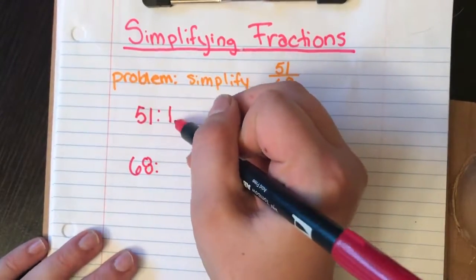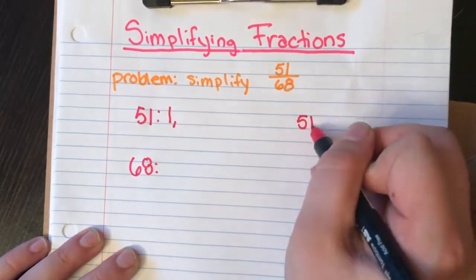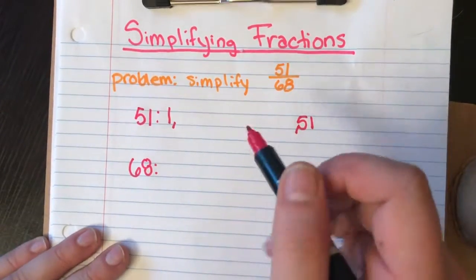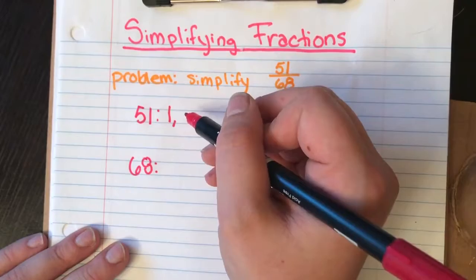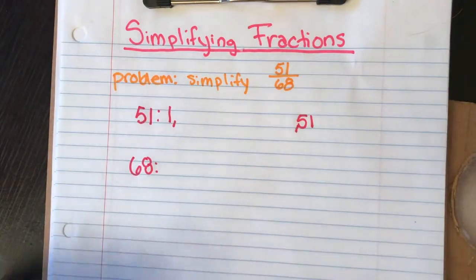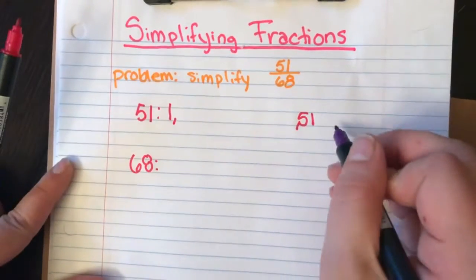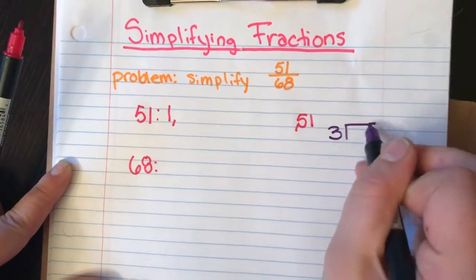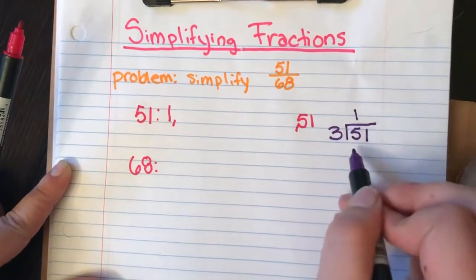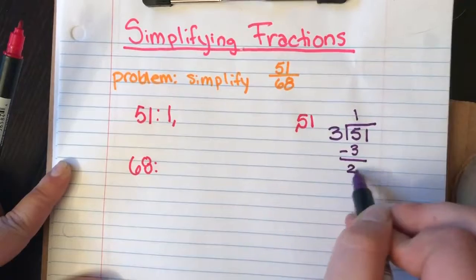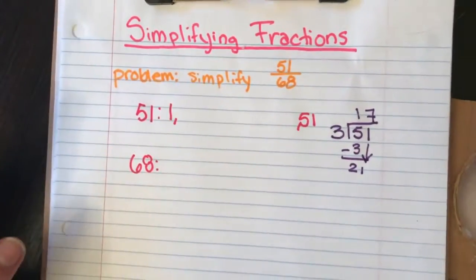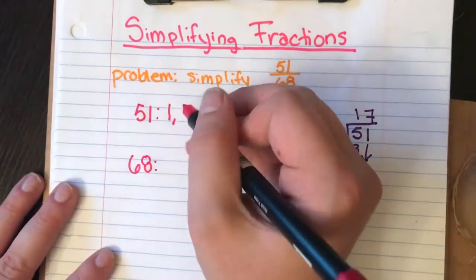And I know that 1 and 51 are factors of 51. And I know that 2 is not a factor since this is an odd number. But we're going to try and see if 3 is a factor. So 3 goes into 5 one time. 3 goes into 21 7 times. So 3 is a factor, and so is 17.